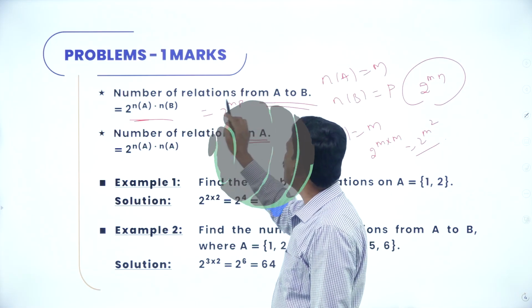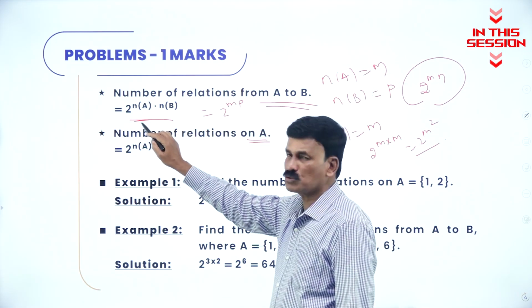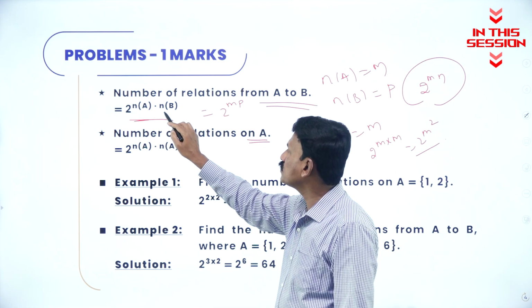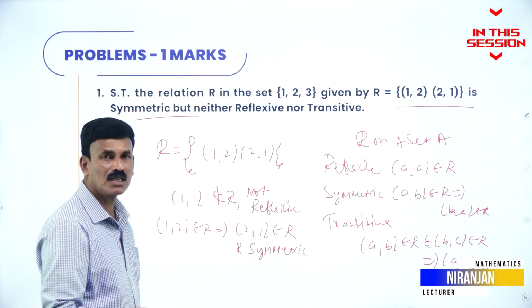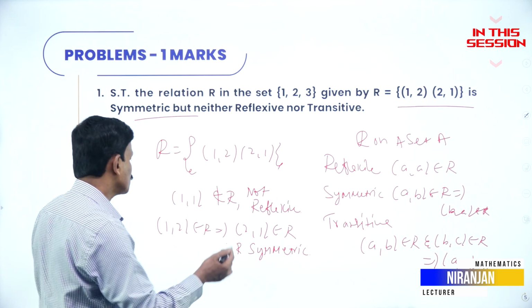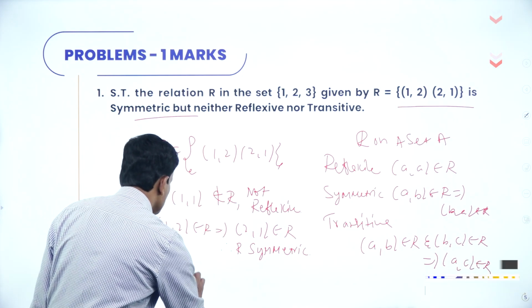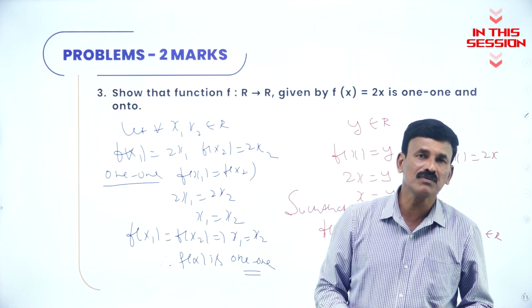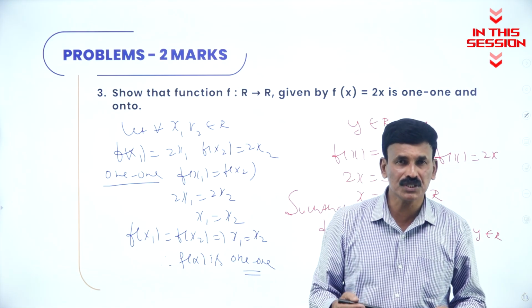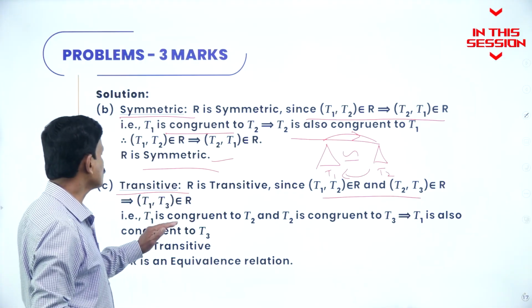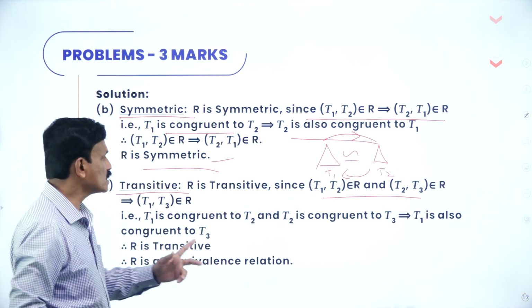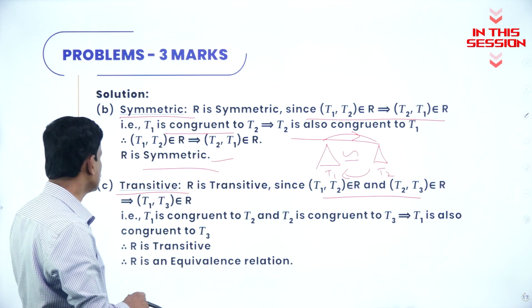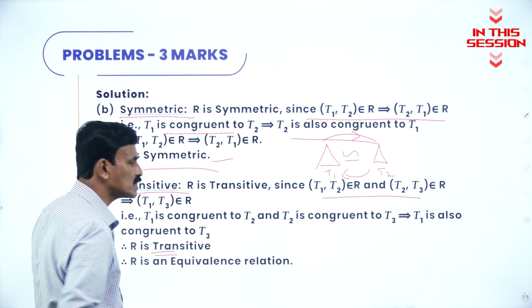So the number of relations from A to B is 2 to the power of the number of elements in A into the number of elements in B. (1, 2) and (2, 1) implies (1, 1) does not belong to R. So therefore this is not transitive. A function which is both one-one and onto is called a bijective function. If T1 is congruent to T2 and T2 is congruent to T3 implies T1 is also congruent to T3. Therefore R is transitive.